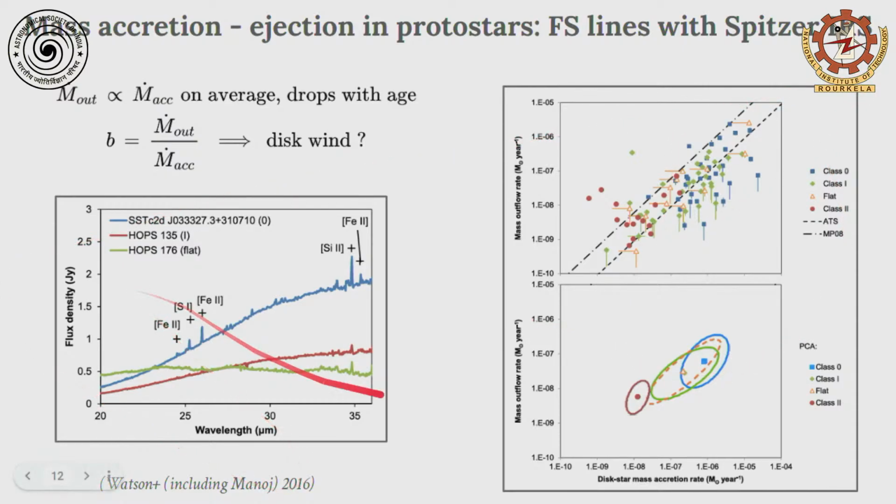we measured the mass loss rate from the fine structure lines of iron and silicon 2 using shock modeling, and then measured the accretion rate, and this plot shows the mass loss rate on the y-axis and the accretion rate on the x-axis. So for protostars, class 0 and class 1 and flat spectrum, it follows the same trend as the class 2 more evolved objects. That was the main message here.